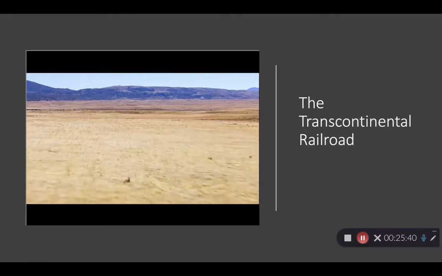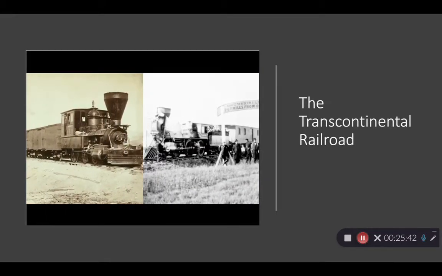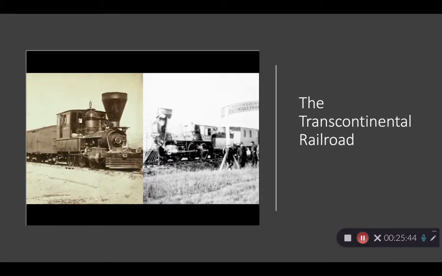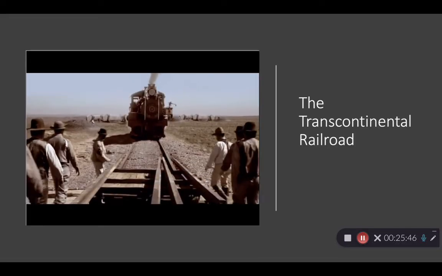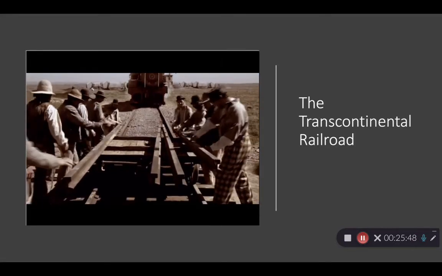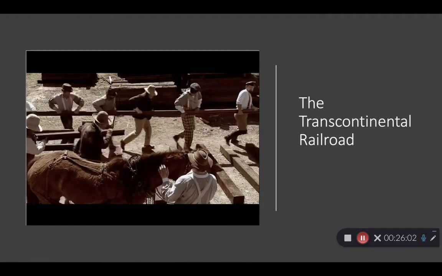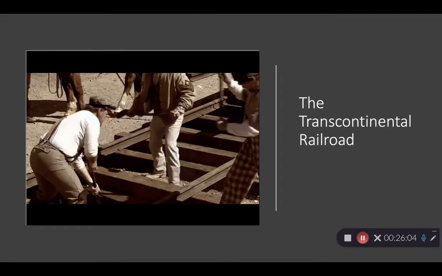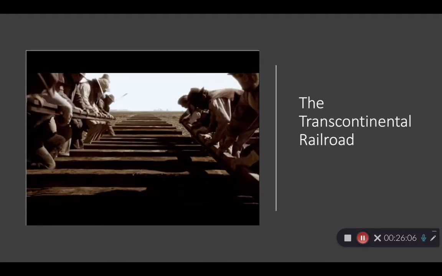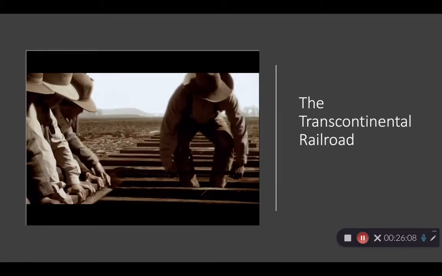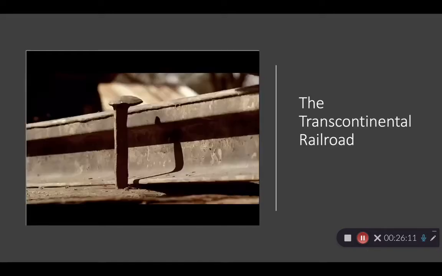To unite the country by rail, President Abraham Lincoln granted two companies the opportunity of a lifetime to build the first transcontinental railroad. The Union Pacific Railroad would start from Nebraska and the Central Pacific from California. The two lines would eventually meet in the middle. The companies were promised huge plots of land and thousands of dollars for each mile of track they laid. The race was on to make a fortune.